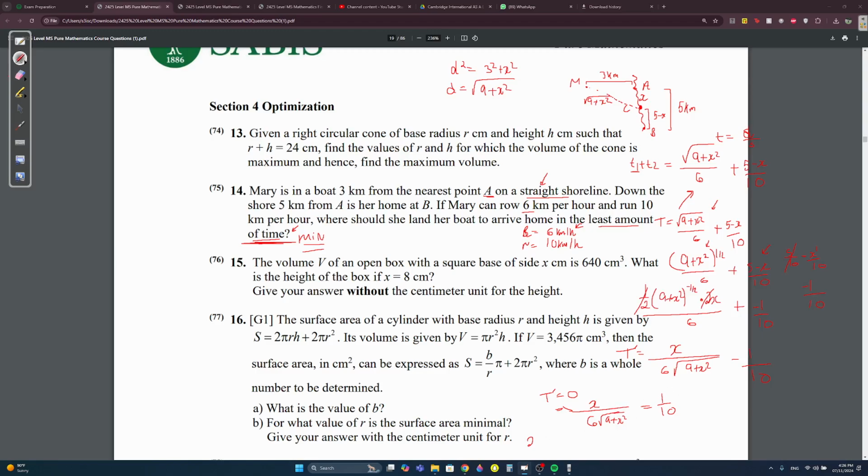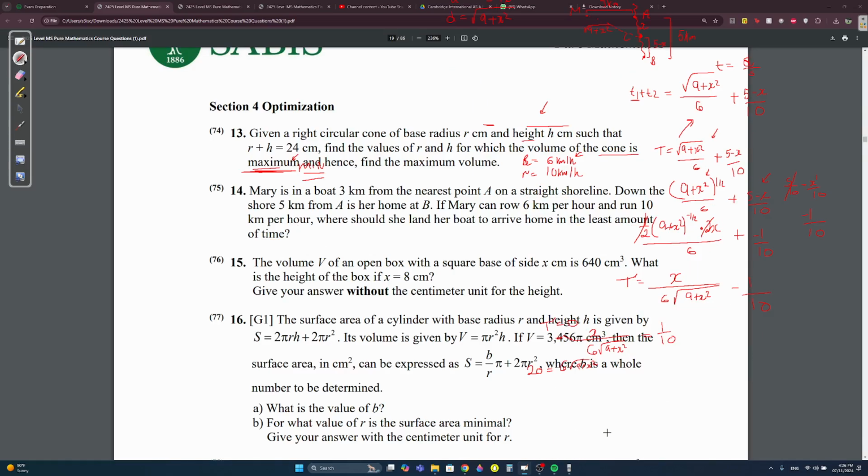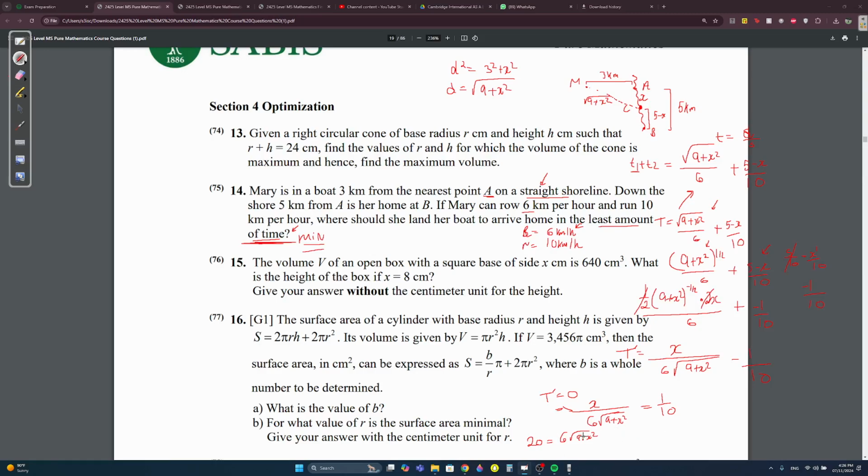Then you cross multiply. You're going to get 20 is equal to 6 root 9 plus x squared. You square both sides to get rid of the radical, so you're going to get 400 is equal to 36 times 9 plus x squared. So you're going to get 400 is equal to 324 plus 36x squared, because I just distributed. You're going to get 36x squared is equal to 76, so x squared is equal to 76 over 36. So x squared is going to be equal to 2, so x should be equal to radical 2.